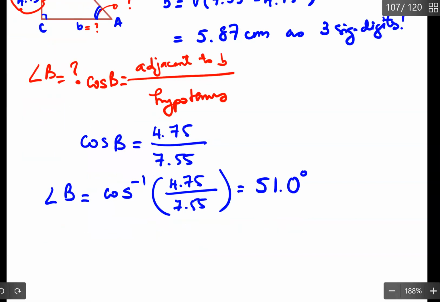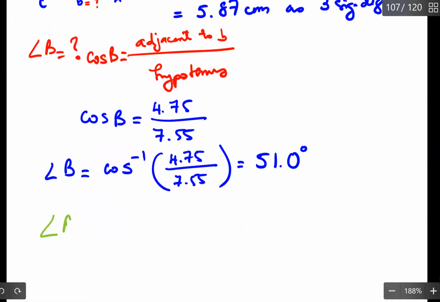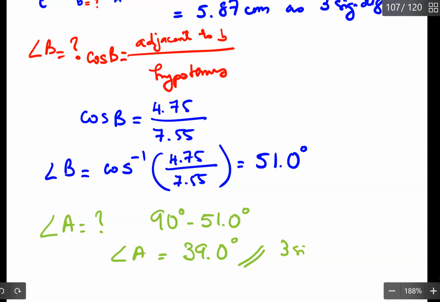So the next step is to solve for the angle A. In solving for angle A, keep it simple. All you do is take 90 degrees and subtract 51.0 degrees. So in this case, I should have 39.0 degrees as 3 significant digits.